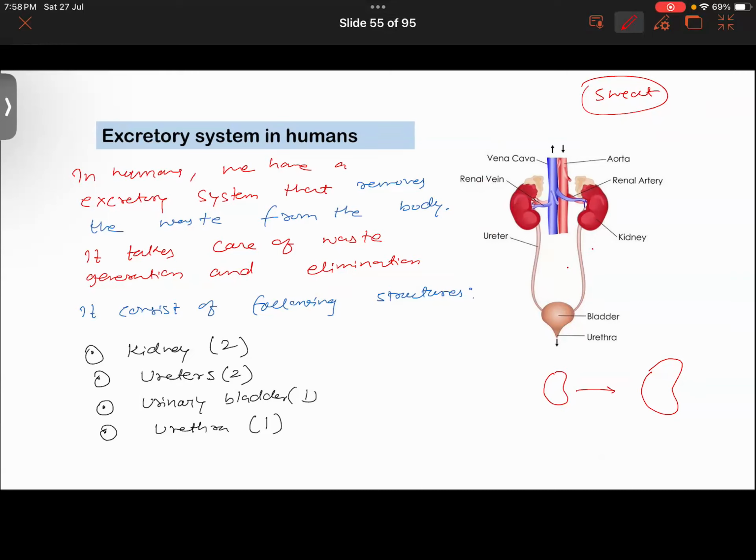Also, if possible, everyone would be required to draw this diagram.